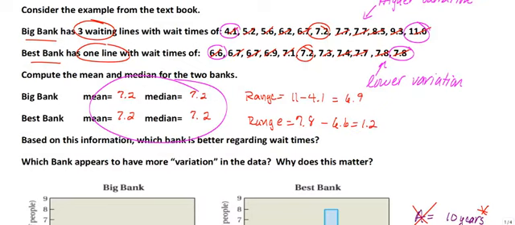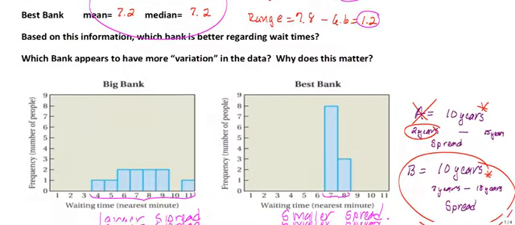Notice that the range of values for Big Bank is 6.9, and the range of values for Best Bank is 1.2, and these are minutes because the waiting time was in terms of minutes. At Big Bank, you could wait in line a maximum of 11 minutes and a minimum of 4.1 minutes. At Best Bank, you could wait a maximum of 7.8 or a minimum of 6.6, and so when that variation is small, it says there's more consistency, in this case, in the wait times.